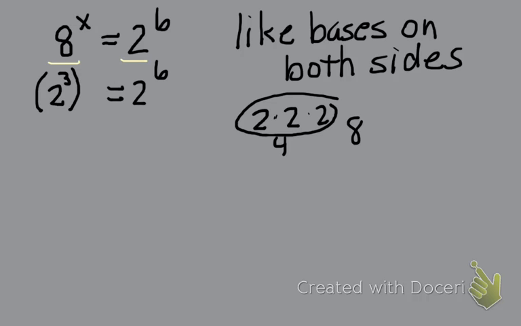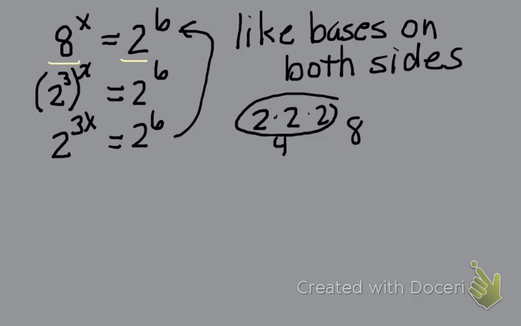Now notice what I'm doing. Inside the parentheses is my value of 8, but I still have that x in the exponent, so I must keep that. But here's the good news. Your power of a power, you're going to multiply exponents when you have a parenthesis, so it's 2 to the 3x is equal to 2 to the 6th. This is the exact same question that we had at the beginning. We just have rewritten it in like bases.